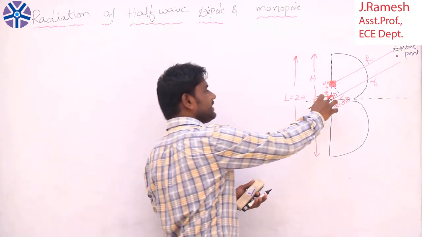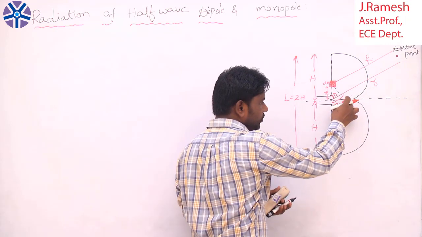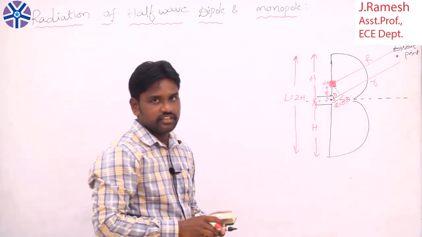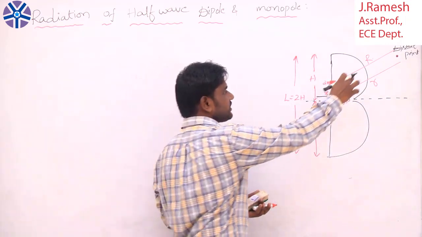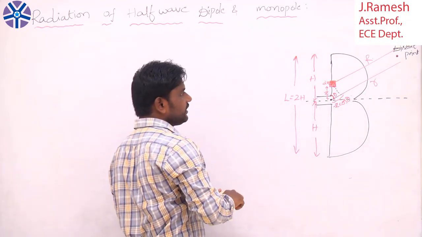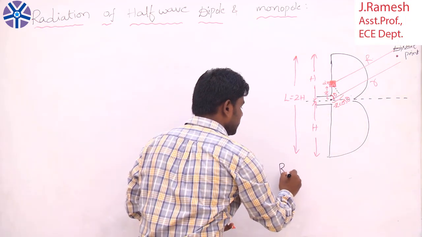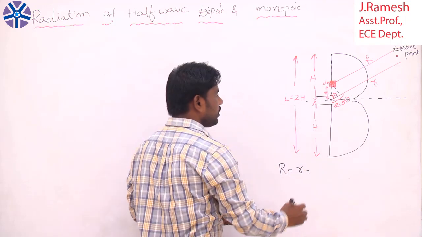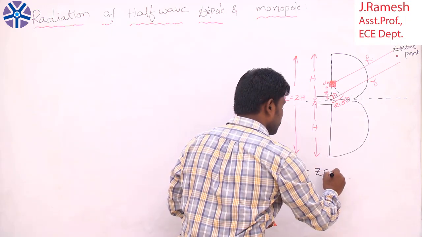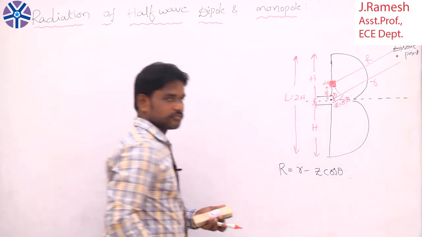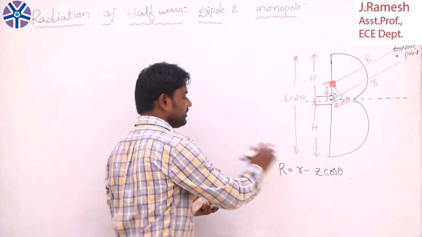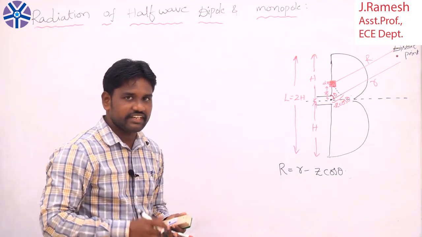So now the entire distance is r and the small distance is z cos theta. So how can I relate them? Capital R is equal to small r minus z cos theta. I am just keeping this aside, as I am going to utilize it later.